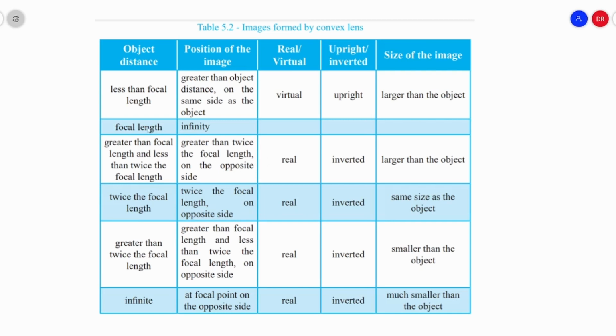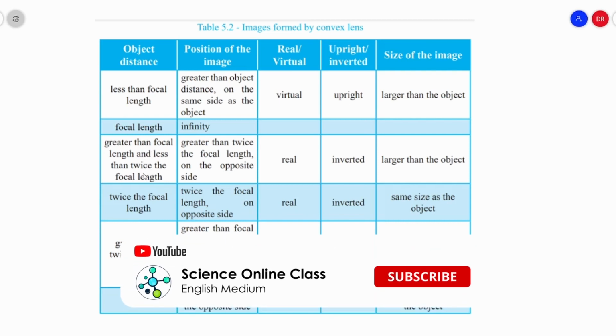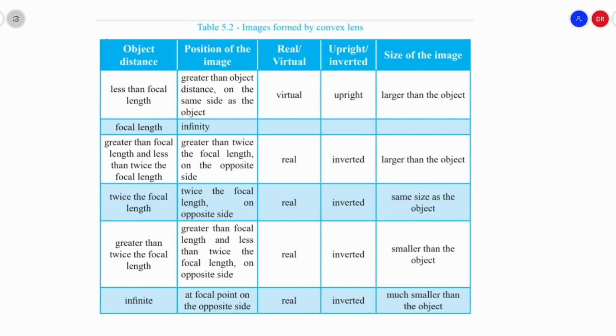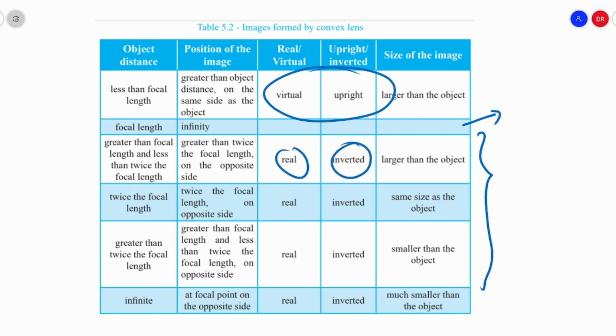Then the next one, the focal point. The image position is at infinity, greater than the focal length and less than twice the focal point. At that point we have a real and inverted image. You can see this interesting point. The one and only different point is this one, less than the focal point. All the other positions are making real and inverted images.